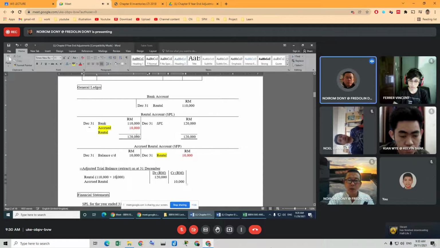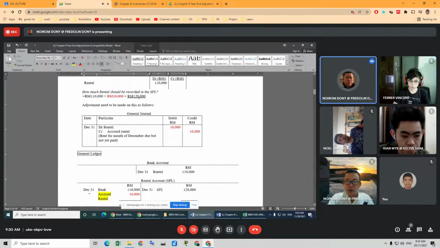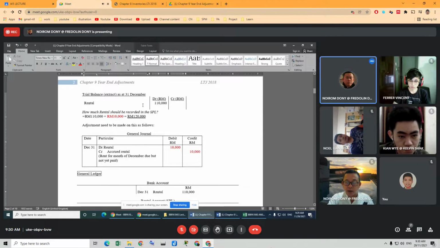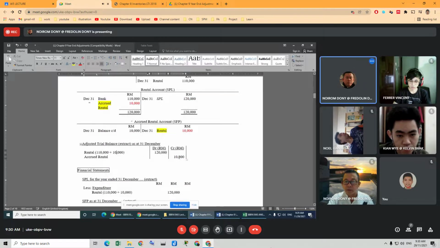And then we have the accrued rental account, 10,000 on the credit side, in case you are asked to do it. Based on this prime entry, you add it to the existing one. At first we only have one item. Because of this prime entry, we add 10,000 here, so we get 120,000, and we have a new item in the balance, which is 10,000.